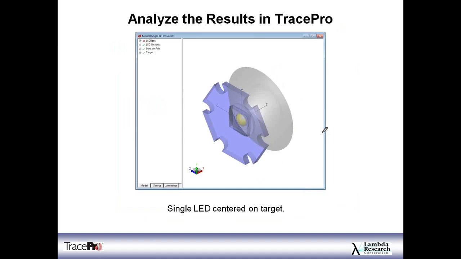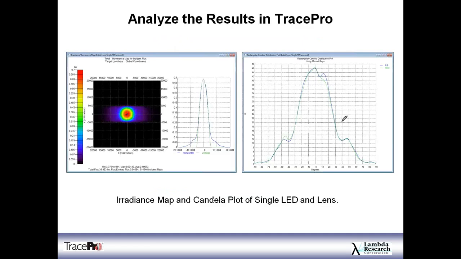So now we've optimized a lens. We're going to start looking at the results in TracePro. We want to verify, did this meet our goals? And what do we have to go back and make more changes to? So the first thing we're going to look at is a single LED centered on the target. Here, I'm showing the irradiance maps and the candela plots, both for ray tracing this single LED and lens combination. We're about 65% efficient and about 38 lumens on the target for this 60 lumen source.